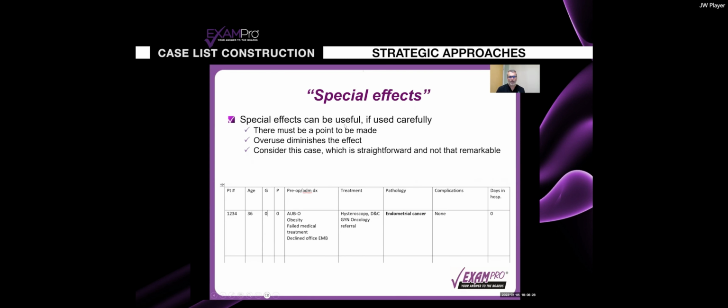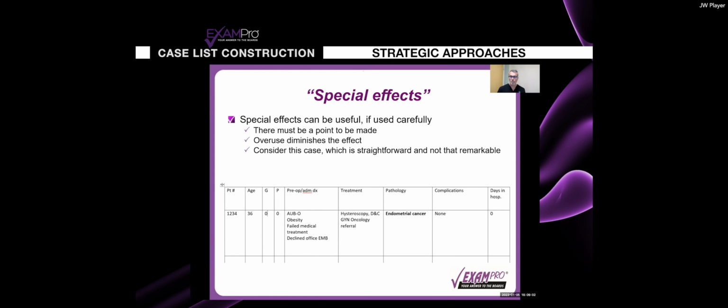I think special effects can be useful if they're used carefully. And so let me just go over a few things here. First, there must be a point to be made, okay? I would think if you're highlighting something, it should be something interesting and significant. And if you're highlighting something that seems like kind of a no-brainer, then that sometimes leads me to wonder why you highlighted it. Maybe you are making more out of something than it should be. Okay, so that's the first thing. There should be a point that you're trying to make with it.